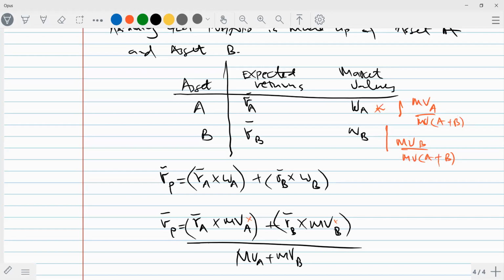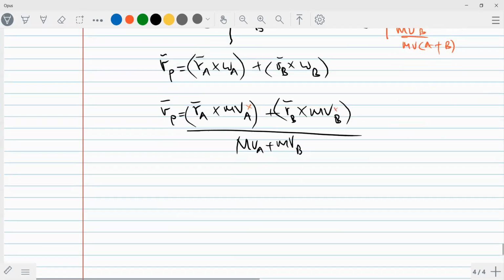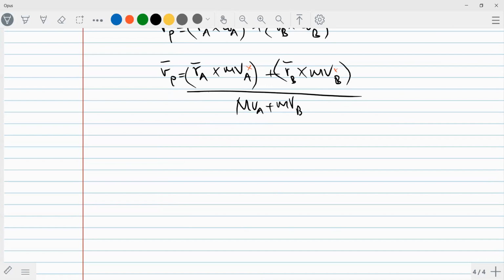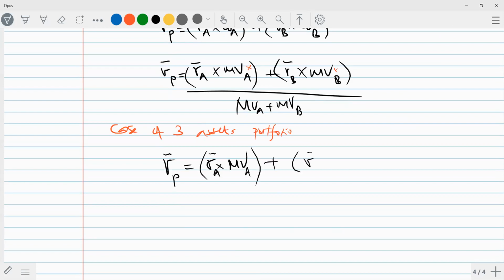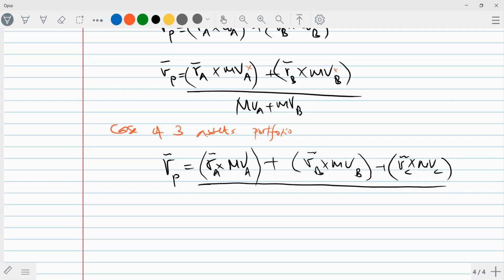If you have a portfolio made of three assets, we just add the next asset in the portfolio. In the case of a three asset portfolio, the return of the portfolio will be the return of asset A multiplied by the market value of asset A, plus the return of asset B times the market value of asset B, plus the return of asset C multiplied by the market value of asset C. And of course, we divide by the market value of all those three assets: asset A plus asset B plus asset C.